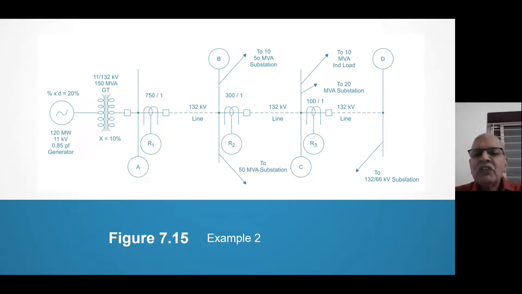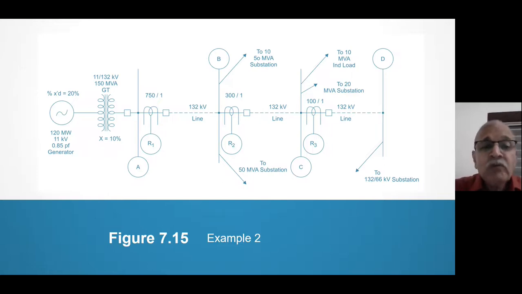The second line is a 132 kV line. It is fed by a 300 by 1 CT and feeds relay R2. Similarly, for the third line, relay R3 is there, which is fed by a CT 100 by 1. Loads are given, as you can see, right? At D, it is going to a 132 by 66 kV substation. At C and B, the loads are given. Generation is not there. So yet we are in radial feeder protection.